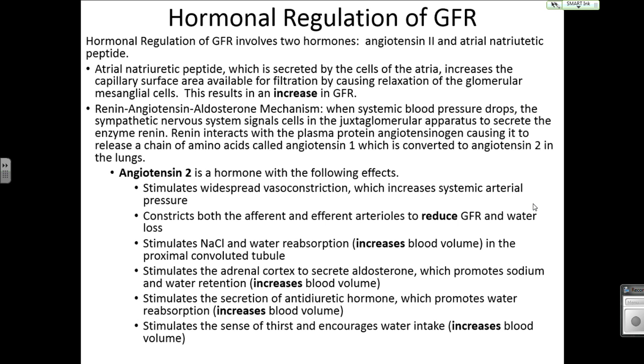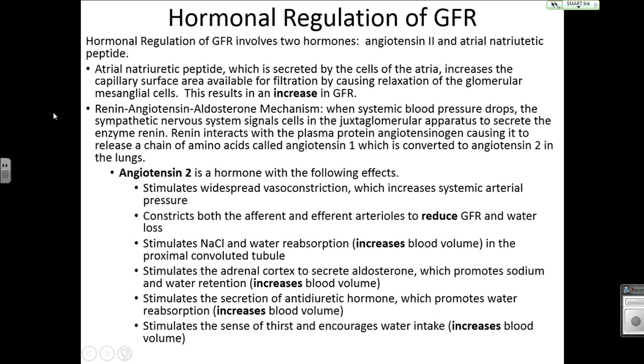Atrial natriuretic peptide is a hormone actually produced by our heart's atria. They're stimulating the release of this hormone in response to basically too much blood. And a great way to decrease blood volume is by getting rid of the water in the blood. So when we release atrial natriuretic peptide, we're going to promote the increase of GFR, which means that we're more likely to pee out water.